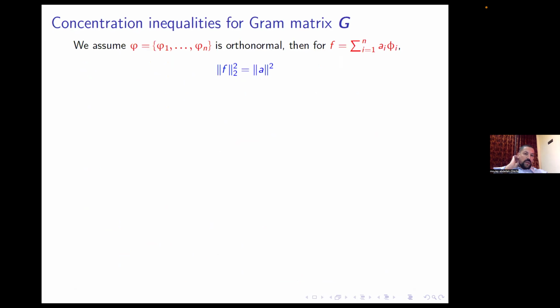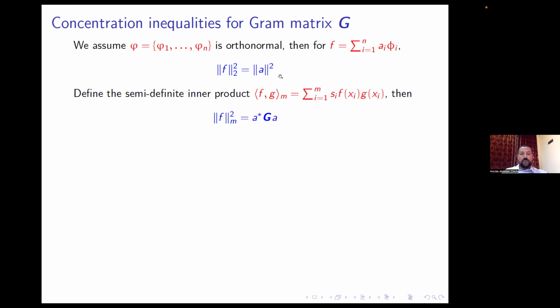So first, the accuracy and stability results for i.i.d. sampling are obtained through the study of the concentration of the matrix G. Actually, how well conditioned the matrix G is around the identity matrix. Here I'll always assume that phi is orthonormal with respect to mu, so that given an element f in the space Vn, the L2 norm squared is just the Euclidean norm of a squared.